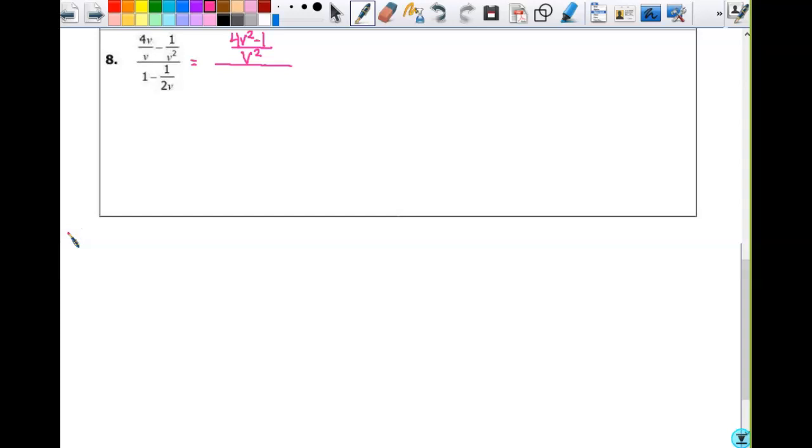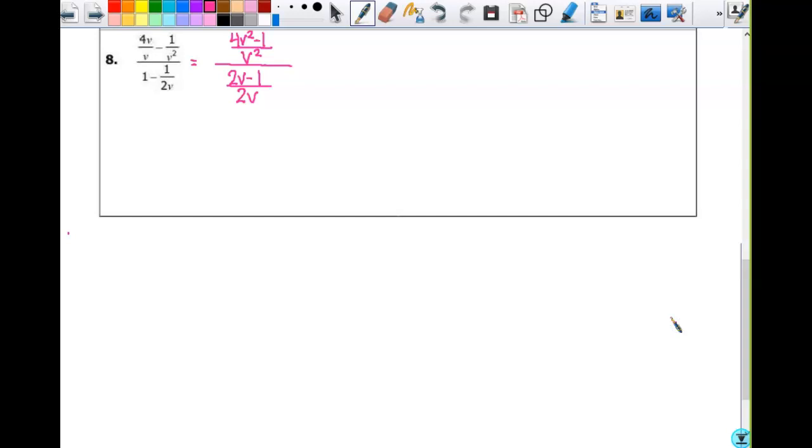All right, so then the common denominator of the denominator is going to be what? 2v. Very good. So that means this has to be multiplied by 2v over 2v. So this will give me 2v minus 1. Any questions about where anything came from?